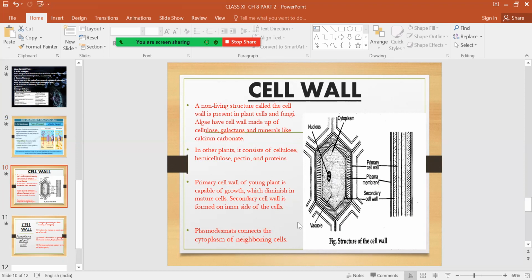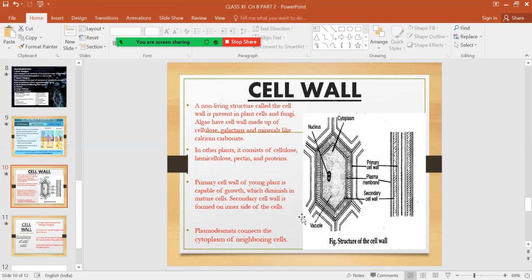Primary cell wall. Just now I said that the cell wall is rigid. But the primary cell wall, that is the cell wall of young plants, is not that rigid. It is capable of growth. It is the secondary cell wall which is present in the older plant, which is rigid and does not allow growth.